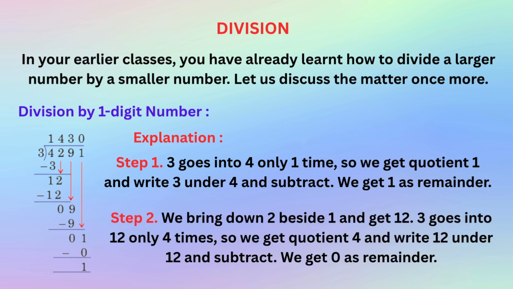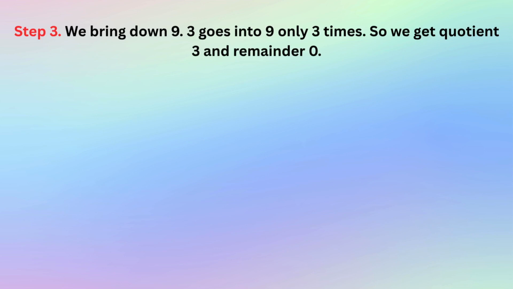Step 2. We bring down 2 beside 1 and get 12. 3 goes into 12 only 4 times, so we get quotient 4 and write 12 under 12 and subtract. We get 0 as remainder. Step 3. We bring down 9. 3 goes into 9 only 3 times. So we get quotient 3 and remainder 0.